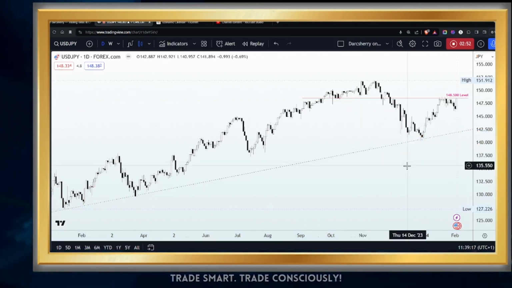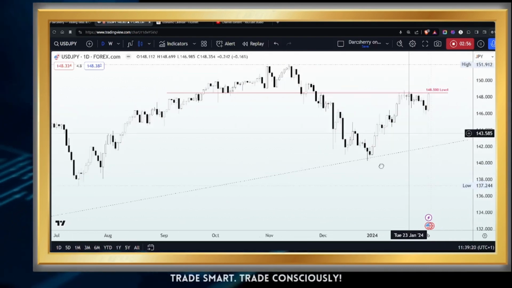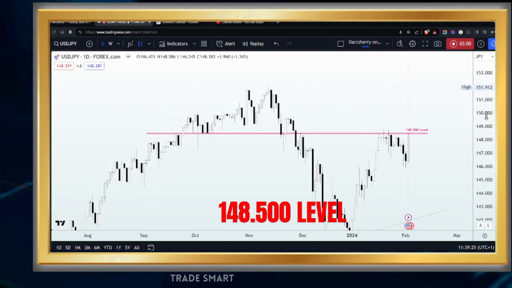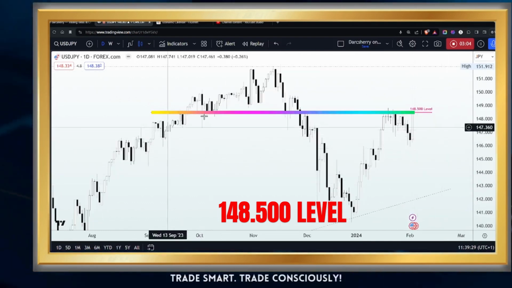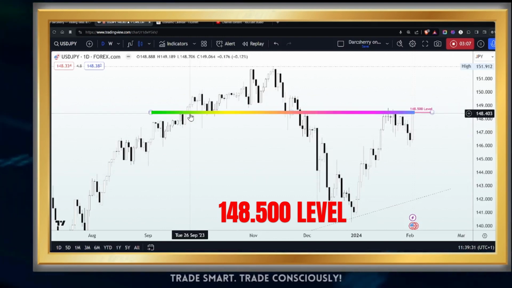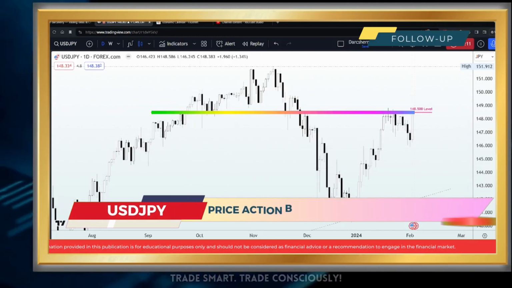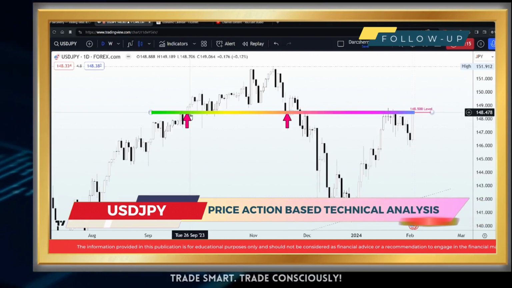Now, in addition to this ascending trend line is our key level for this week, which is situated right at 148.500, as you will see right here. And of course, if you look at this level, you will see how it has played a major role in determining the direction of price action since the month of September of last year.